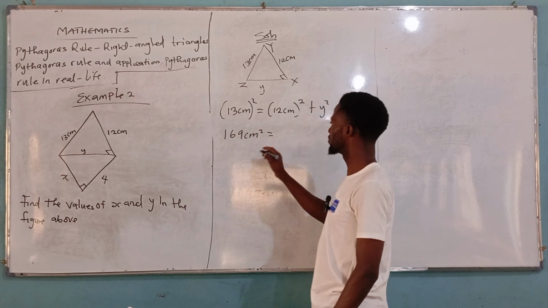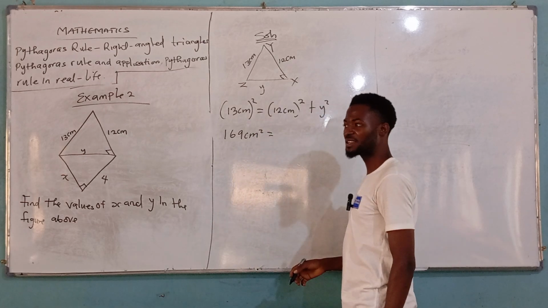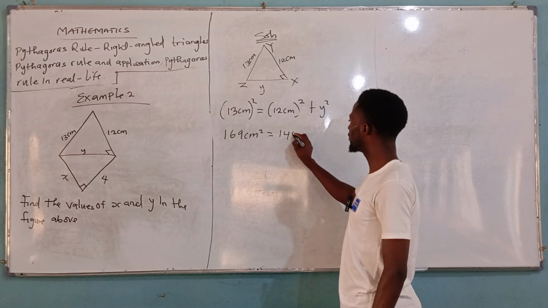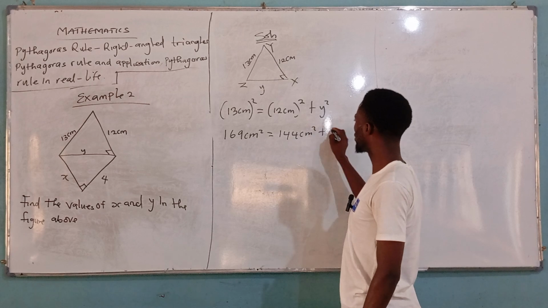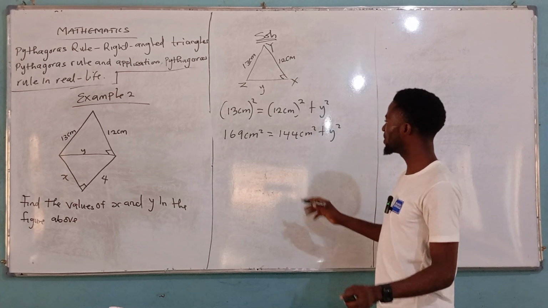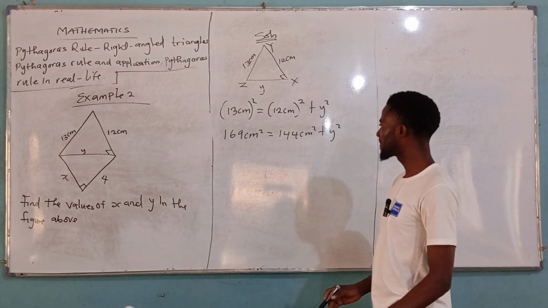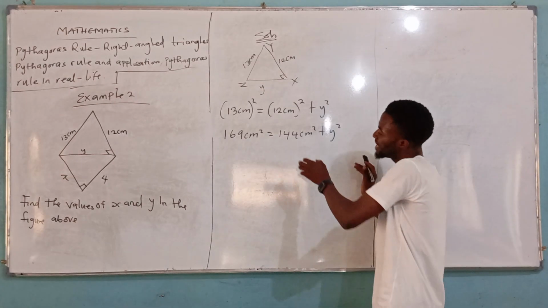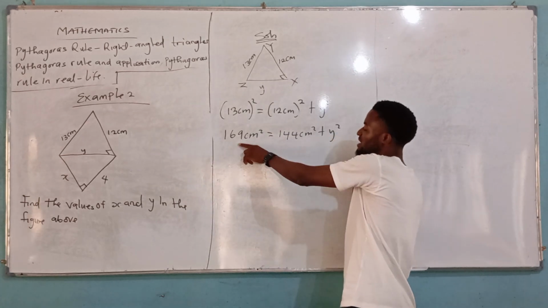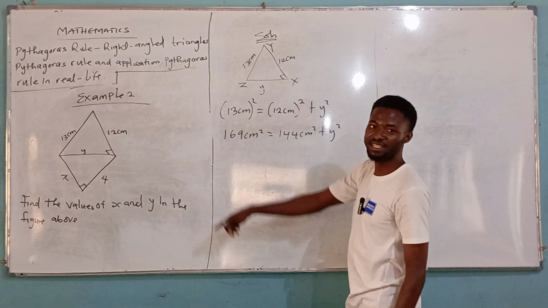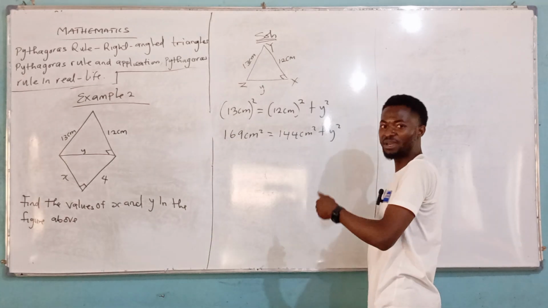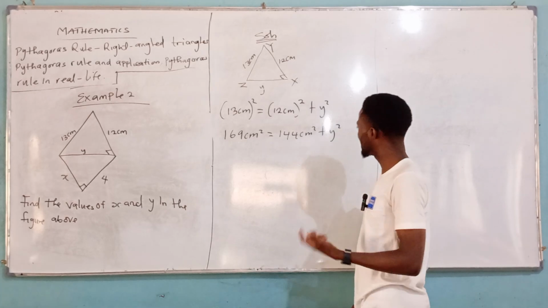Then we now have equal to, we express it the way we expressed it in the first example. So expressing this, we're having 144 centimeter square plus y square. This is what we are looking for. So in this case, what we are going to do is collect like terms. For it to be easier, we can take this to the other side to meet this. Taking this to the other side will give it a negative sign, because any number or any alphabet or unknown crossing an equality sign, the sign changes.